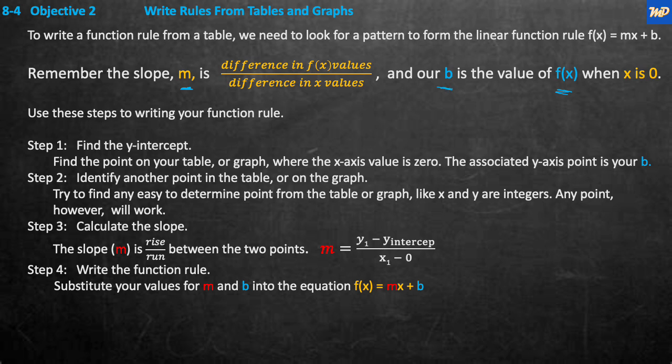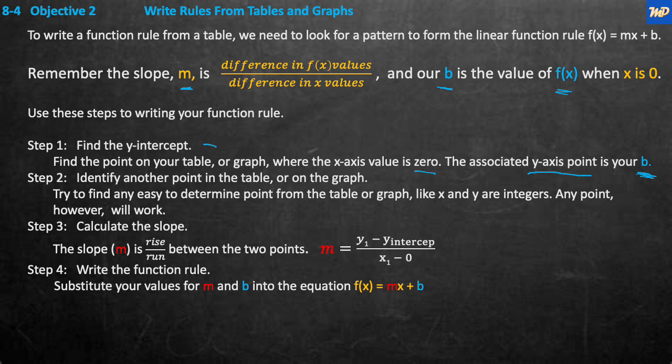So use these steps to write your function rule. First, find the y-intercept. To find it, find the point on your table or graph where the x value is 0. Associated with x being 0 will be a y point where the line crosses the y-axis. That point is your b value, our y-intercept.